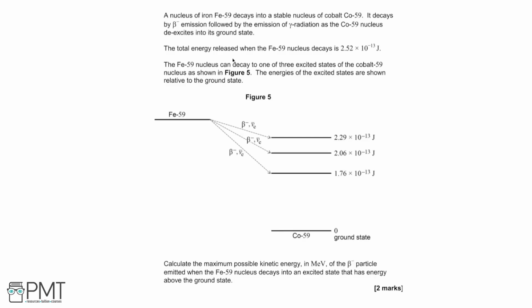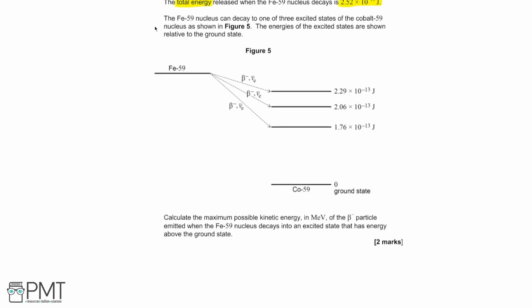The next part of the question says, a nucleus of iron-59 decays into a stable nucleus of cobalt-59. It decays by beta minus emission, followed by the emission of gamma radiation, as the cobalt-59 nucleus de-excites into its ground state. The total energy released when the iron-59 nucleus decays is 2.52 times 10 to the minus 13 joules. The iron-59 nucleus can decay to one of 3 excited states of the cobalt-59 nucleus, as shown in figure 5. The energies of the excited states are shown relative to the ground state.